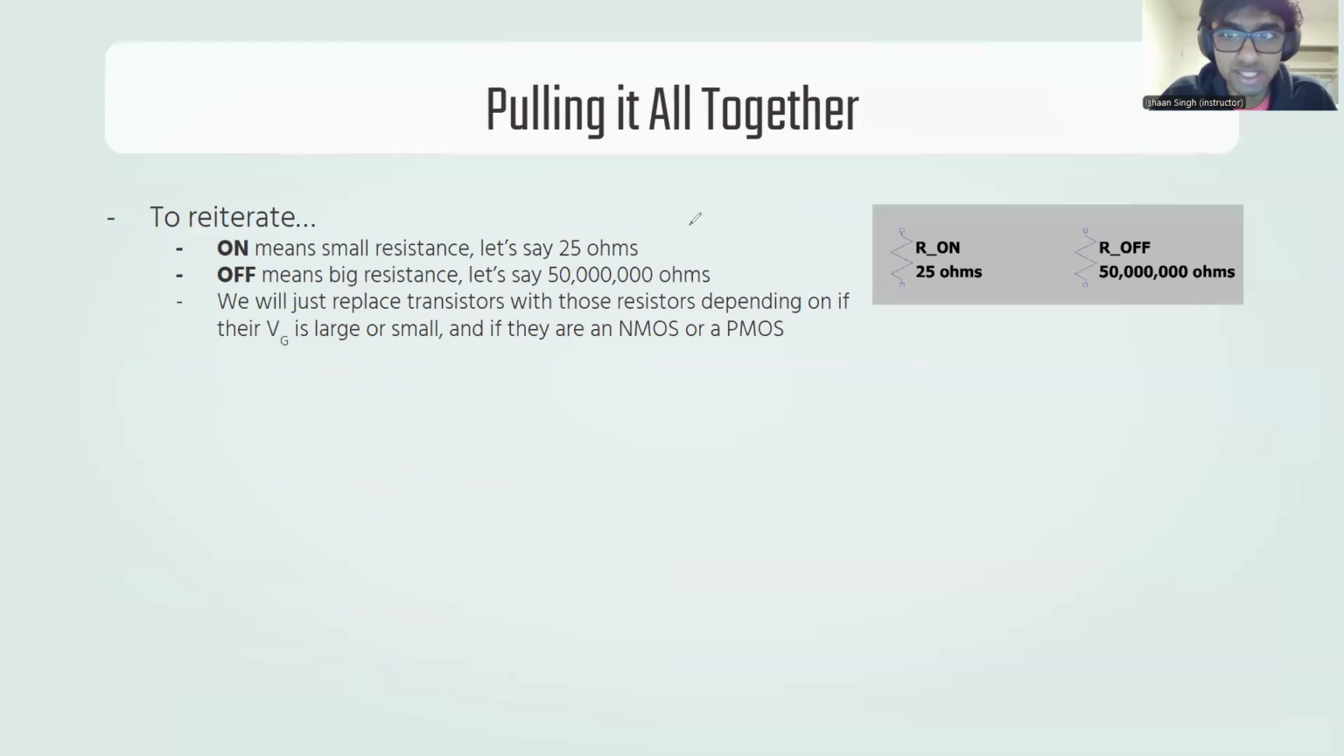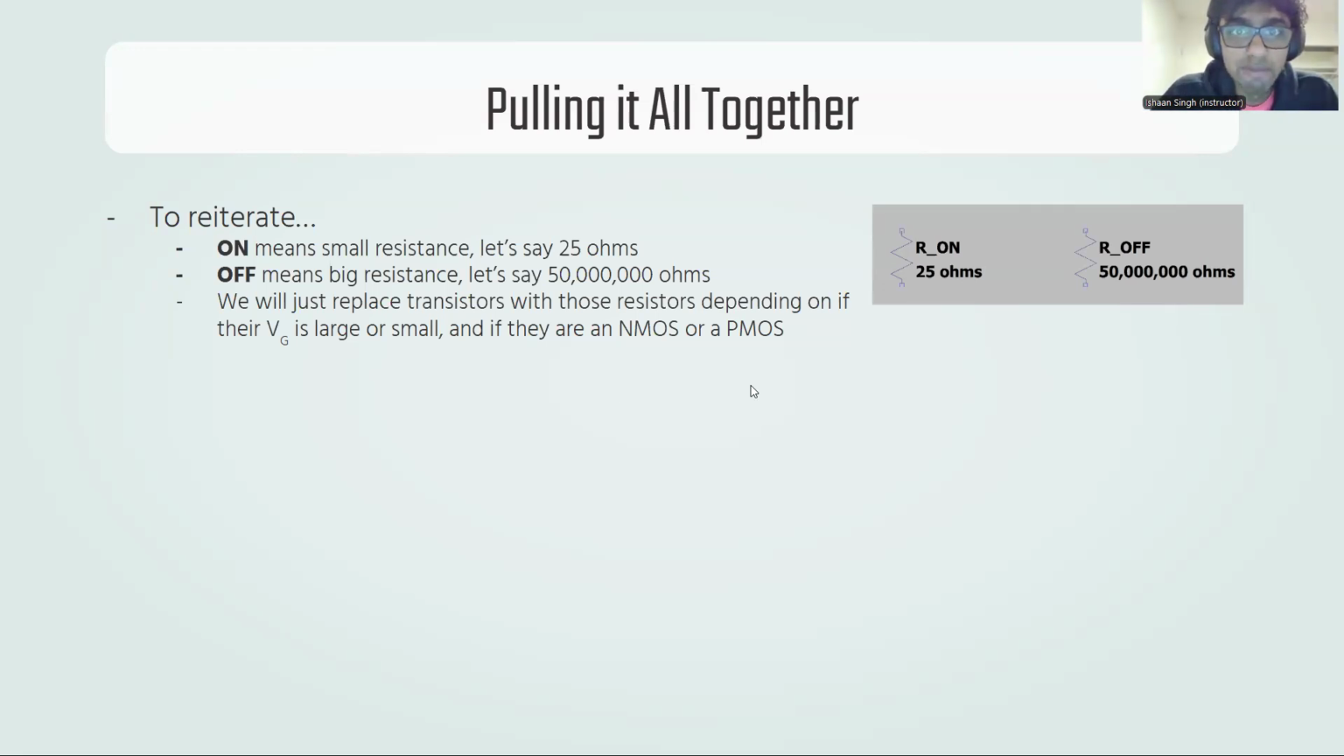On means small resistance, okay, and off means big resistance, okay. And we're just going to take transistors in circuits and replace them with on or off resistors, depending on if we know what their gate voltage is, whether it's high or low. We're just going to assume that the gate voltage will always be high or low. There's going to be no in between. Okay? This is the digital realm, logic, binary 1 and 0, high or low.